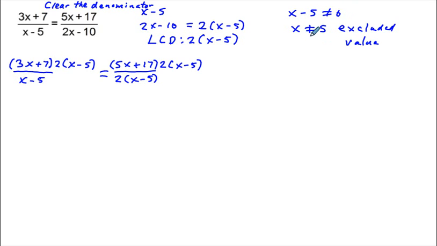So that is our excluded value, x cannot equal 5. Okay, going on here, we cancel out what we can on either side of the equal sign. If we do our least common denominator right, we should cancel out everything in the denominator. So x minus 5 cancels out x minus 5, and on the right side, we have 2x minus 5 over 2x minus 5.